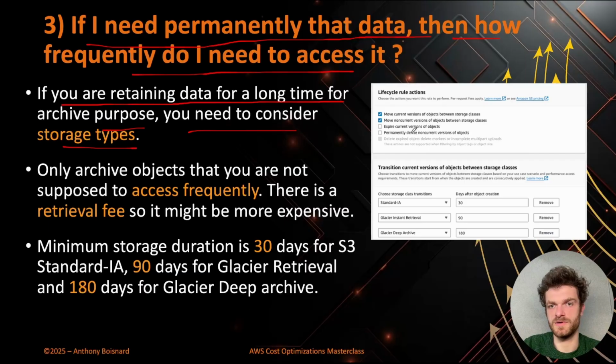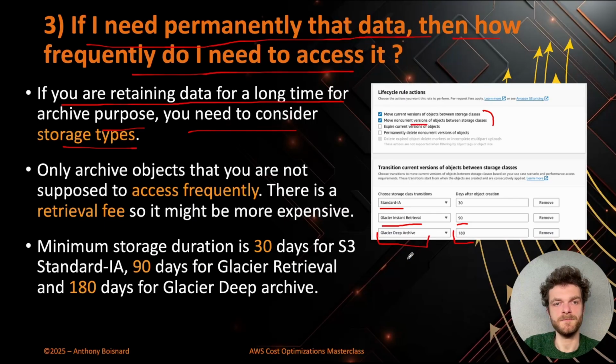This is one example here: you can click on Move current version of object between storage classes, and same for non-current version. For example here, after 30 days, you can move your data into Standard-IA, and after 90 days, you can move it to Glacier Instant Retrieval, and after 180 days, you can move it to Glacier Deep Archive.